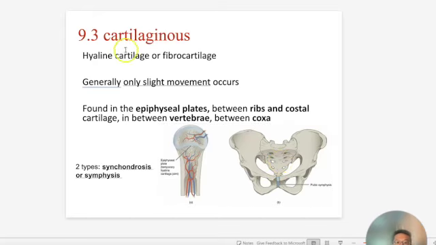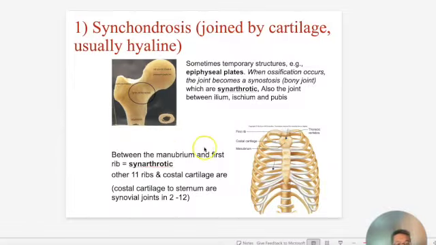Okay, so the cartilaginous joints are hyaline cartilage or fibrocartilage. Only slight movements occur, found in the epiphyseal plate. Remember, that's where it is, and it could fracture. Okay, you have some in between the ribs, costal cartilage, which is rib cartilage, between the vertebra and the coxa, and it will fuse. Yep, in between the ribs and stuff.